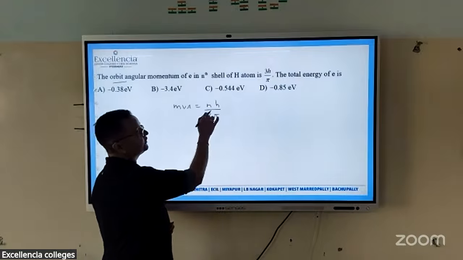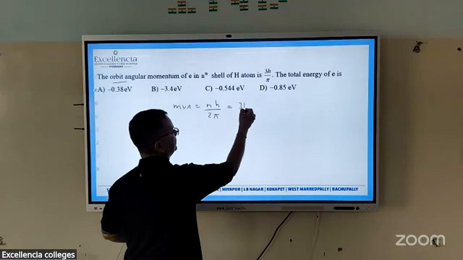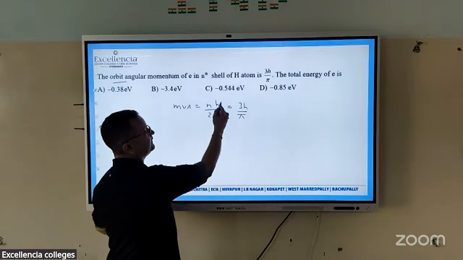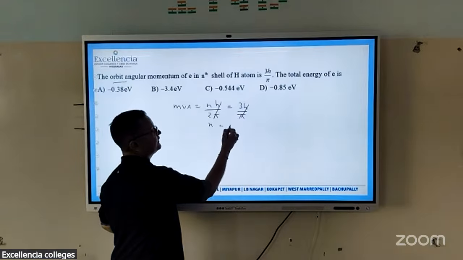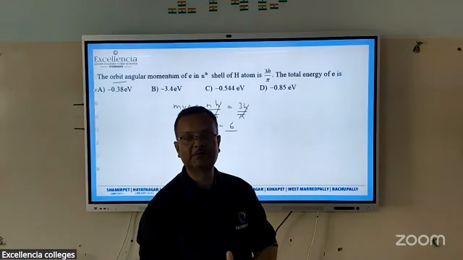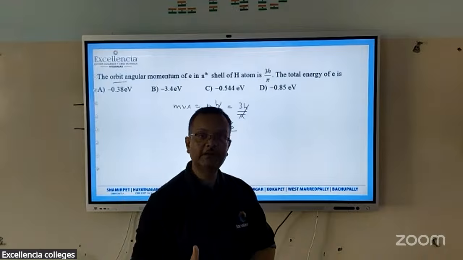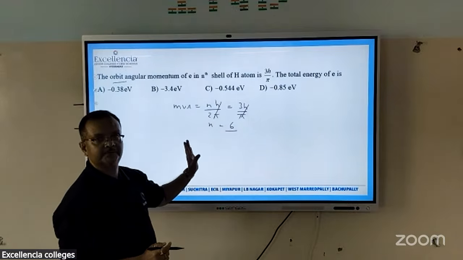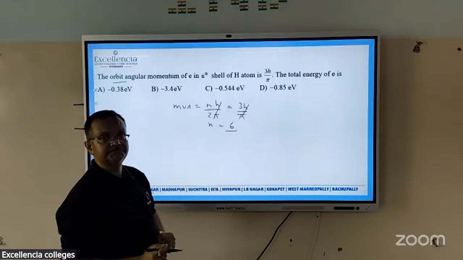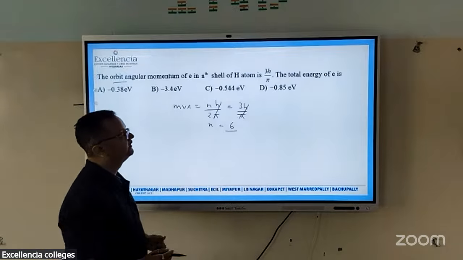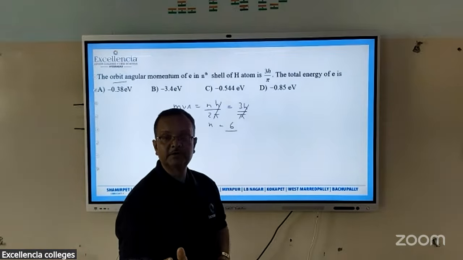This value is already given to you. It is 6h by 2 pi. So we can compare them, and when we compare, this will get cancelled. So n is getting 6. This was the simplest question in this paper. We can find n very easily. n is coming to be 6. So now we know the orbit number. The orbit number is 6 of the H atom, and for H, the atomic number is 1.